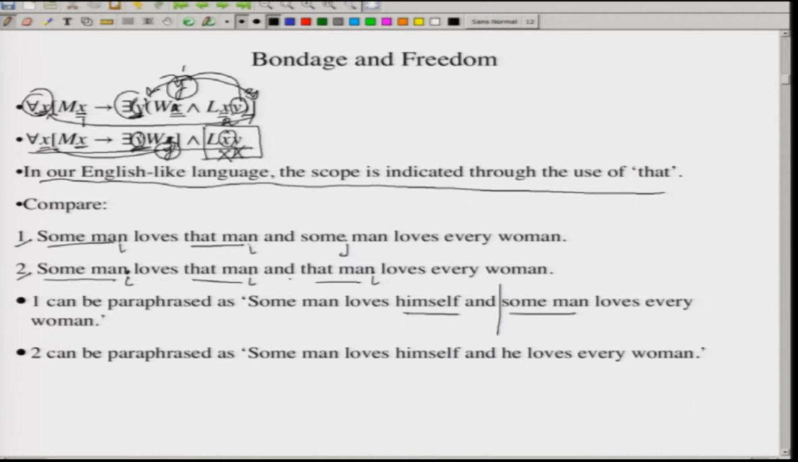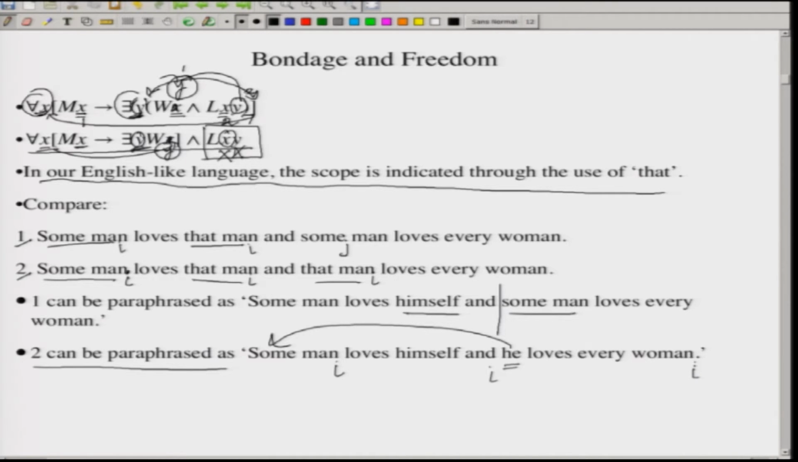So the second one, that is 2, can be paraphrased as some man loves himself and he loves every woman. Now he is a binder. He goes back to this one here. They're all co-indexed. So now we shall see how to treat this in our logical representation.